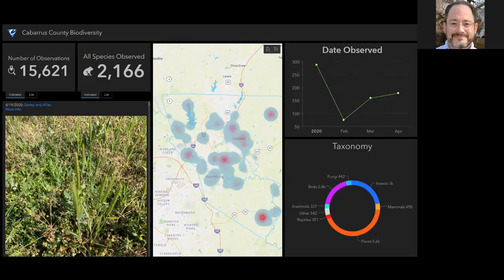Next, this is another application. This is the Cabarrus County Biodiversity Dashboard. Biodiversity is a very important topic for the leadership at Cabarrus County. And so this shows where species of interest have been identified across the county, both plant and animal species. So that's a pretty interesting application. I haven't seen a lot of those deployed in the local government space.